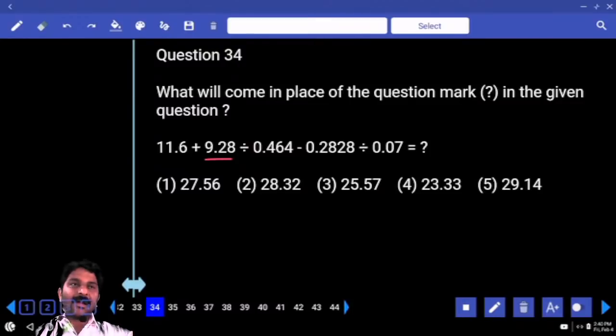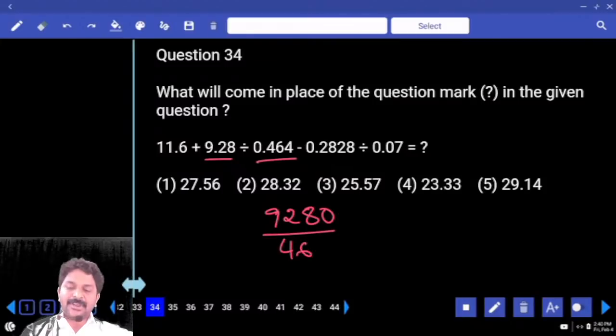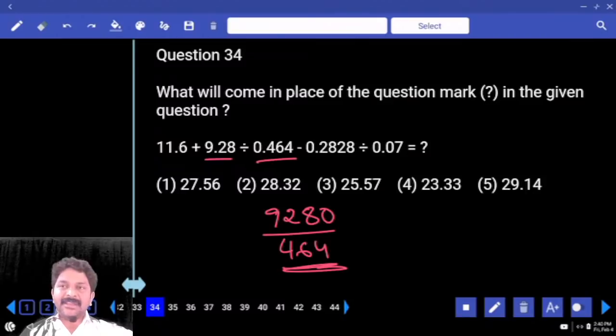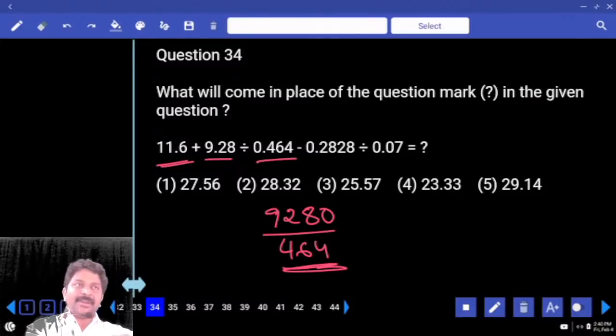So here, after decimal, how many digits are there? And here? So we can write that number as 9280 divided by 464 only. Exactly 2 times of this number is 928. One more 0 we have, that is total double and then 0. How many times? 20. 20 plus 11.6.